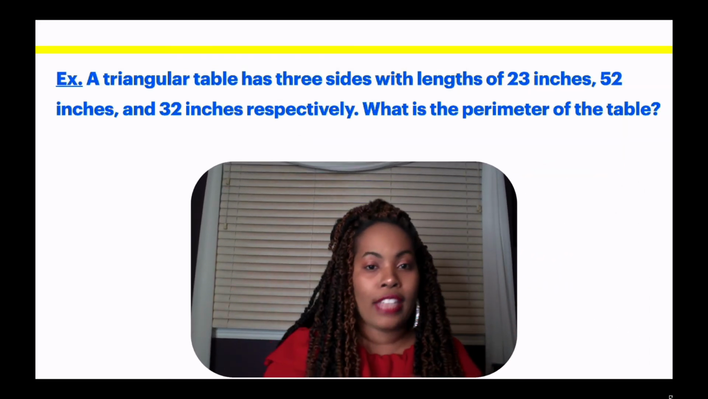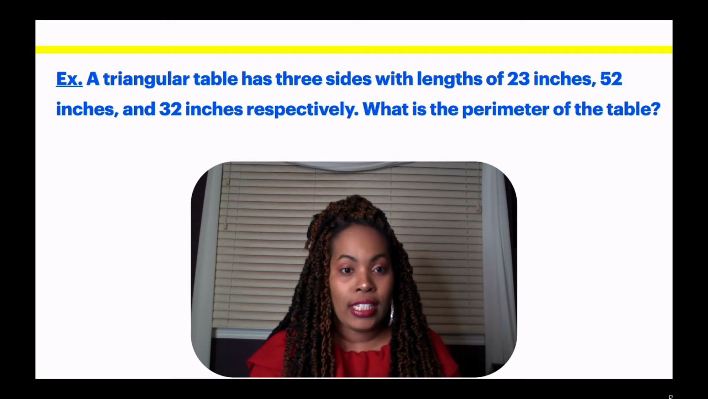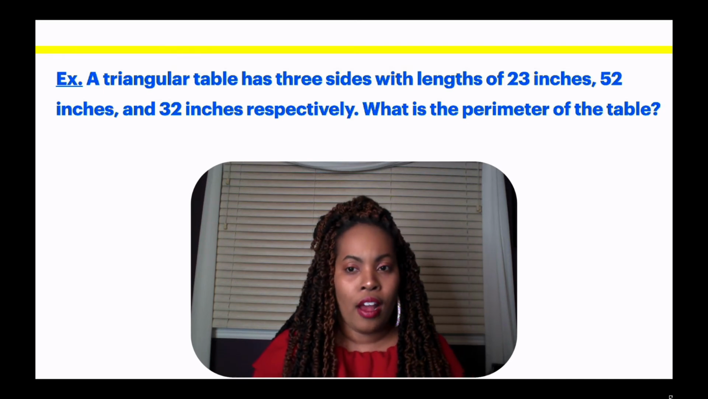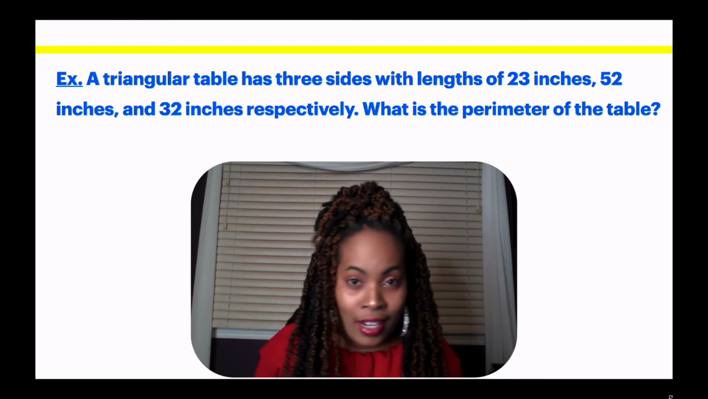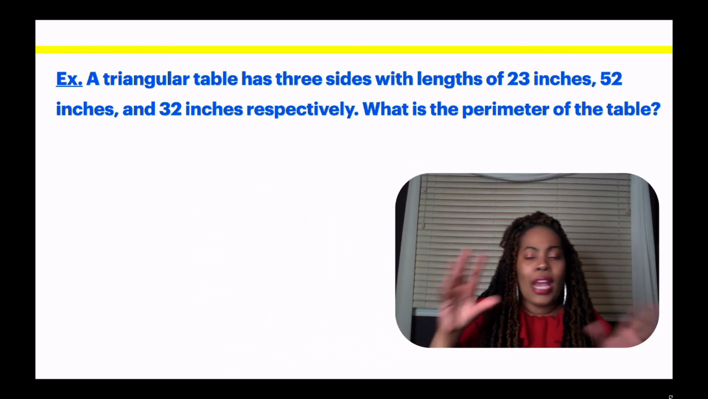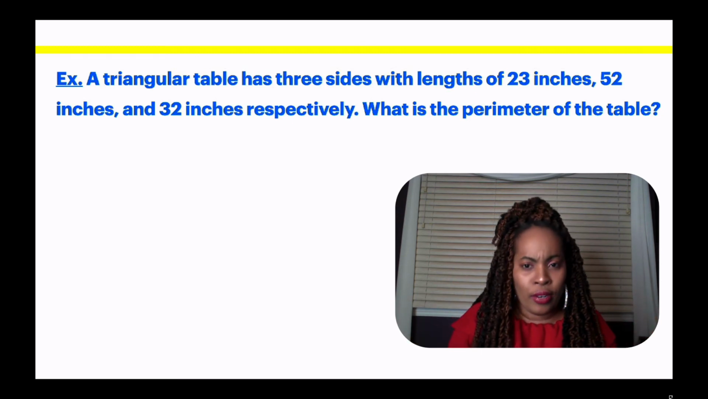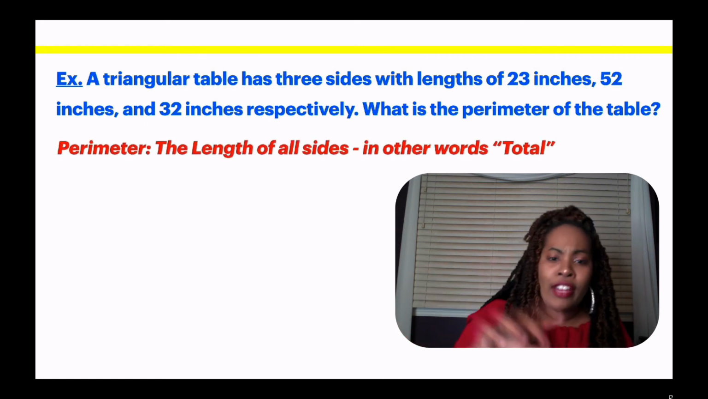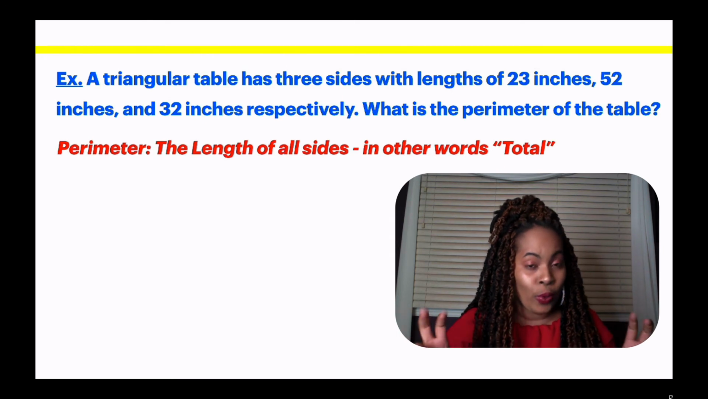A triangular table has 3 sides with lengths of 23 inches, 52 inches, and 32 inches respectively. What is the perimeter of the table? Okay, so some of y'all might be like, what is the perimeter, period? Because I don't know what you're talking about. Well, like I told you guys before, sometimes there's ways that they can say the same things without using those words total or increase. But in geometry, the perimeter is basically all the lengths of the sides added up together. So in other words, it's another way of saying total, okay?